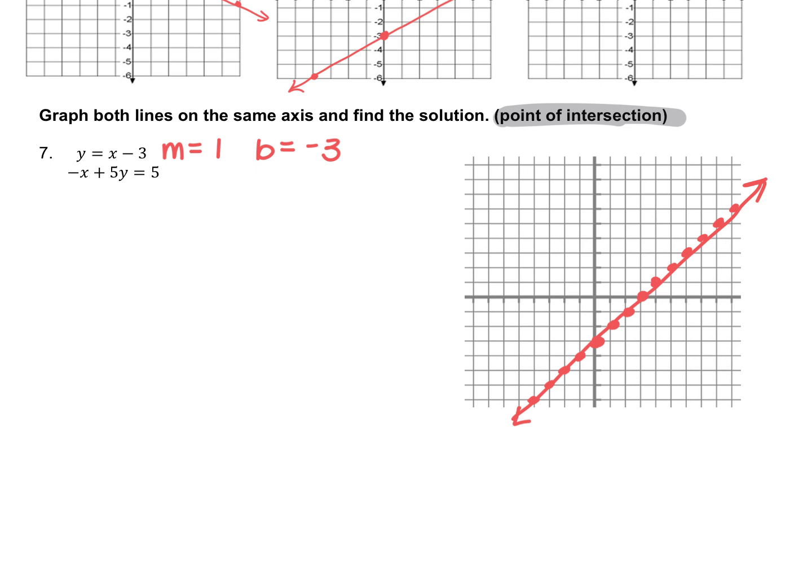Is the second equation in slope-intercept form? No. So what do I need to do to get it there? No, not minus x, because x is already negative. Add x. Good. So then we have 5y equals x plus 5. Is it 1 over 5? Mm-hmm. So then we divide by 5. And yes, there's a 1 in front of that x. So we have y equals, I always bring the fraction out so I can see the slope, 1 over 5x plus 1.